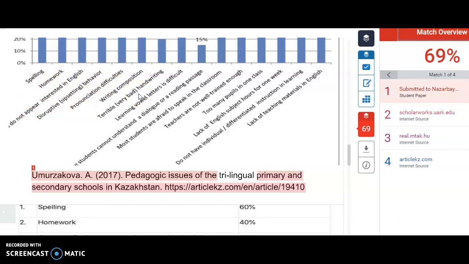You will say, in my research, I found this source, Umarzakova, 2017, and it was very important in shaping my interest in this topic, in realizing that there are all these issues. I did not realize up until that moment how many issues there were. Having read this source, that opened my eyes to the plethora of issues that are out there, so many challenges facing these students and teachers.